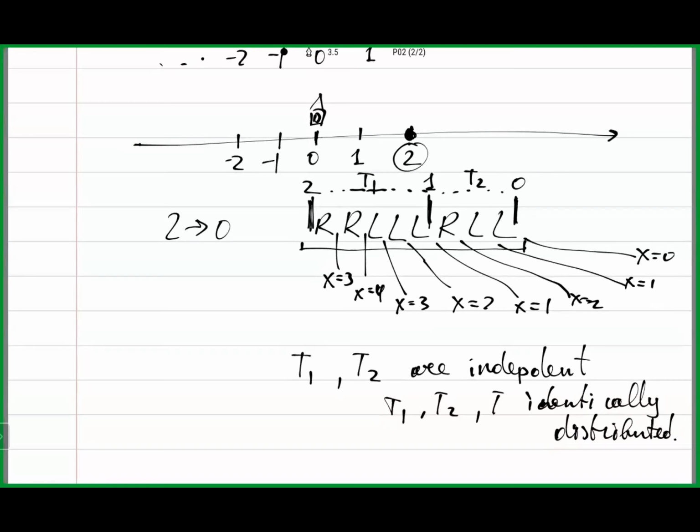Now I will apply the equation of the first step analysis. Can you again explain why T1 and T2 are independent?